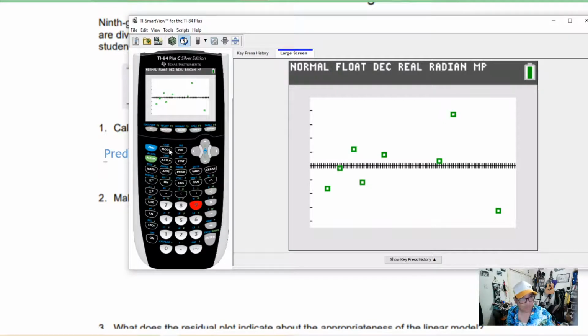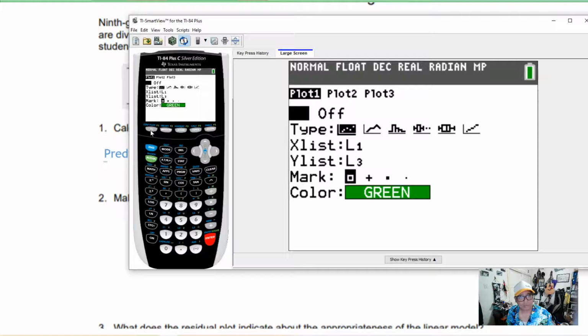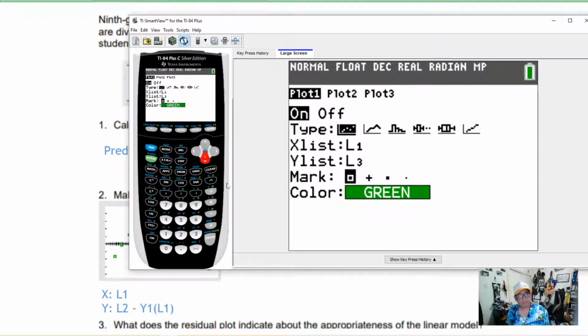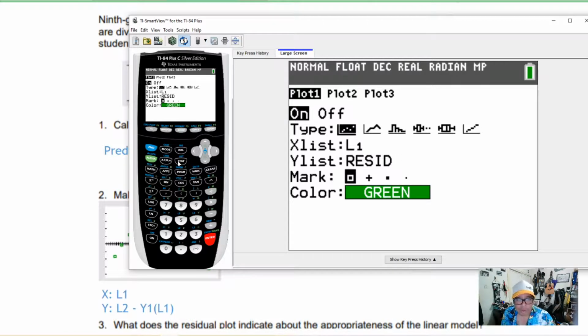would be to go back to the Stat Plot menu, turn on the Stat Plot. And this time, instead of using L3, I'm going to take advantage of the fact that every time the calculator computes a linear regression, it also computes the list of residuals, and it stores it in the calculator. So the warning here is you have to do the linear regression first on your calculator. And then when you push second list, you will see at the bottom here is something called resid. Now you only get a resid after you do a linear regression.